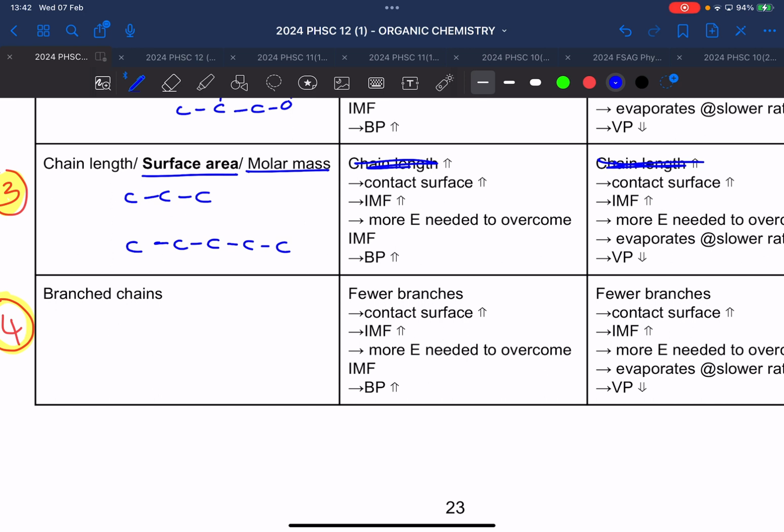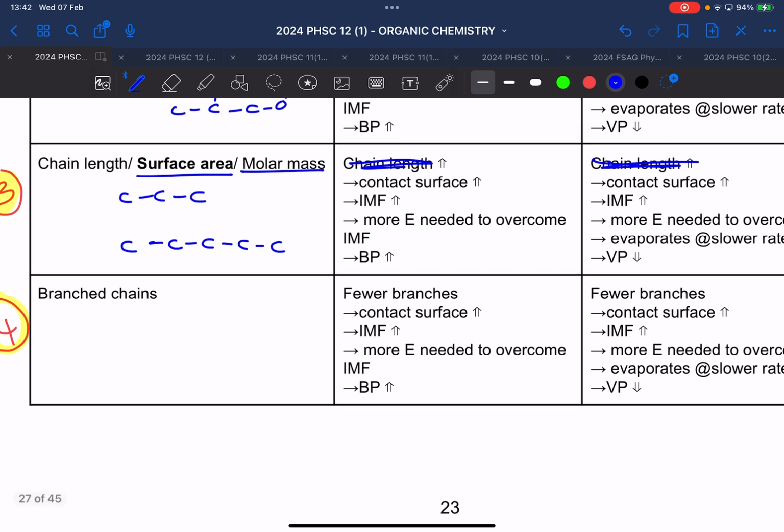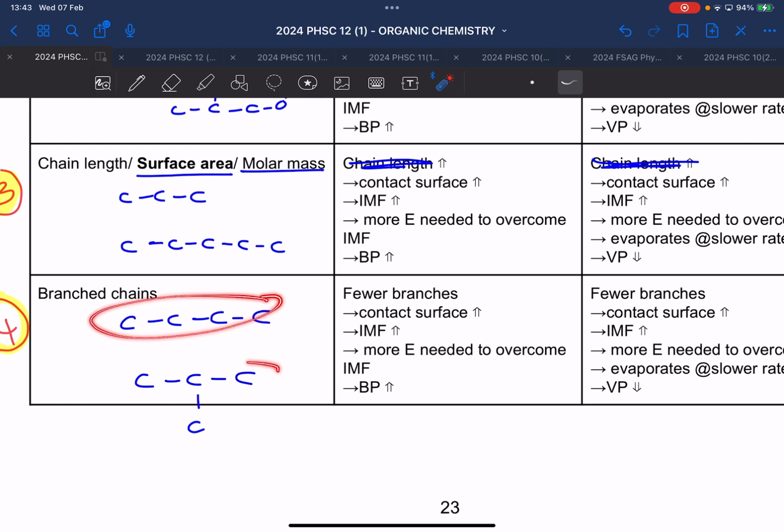Okay, and then the last one is branched chains. So it is where if you compare this one with this one. Okay, why is it a fair comparison? Because two things remain constant. They have the same number of carbons and they're both alkanes. If this one had a double bond in, would it be fair? No. Alright, so the same number of carbons, same functional group. Then this one is more branched.